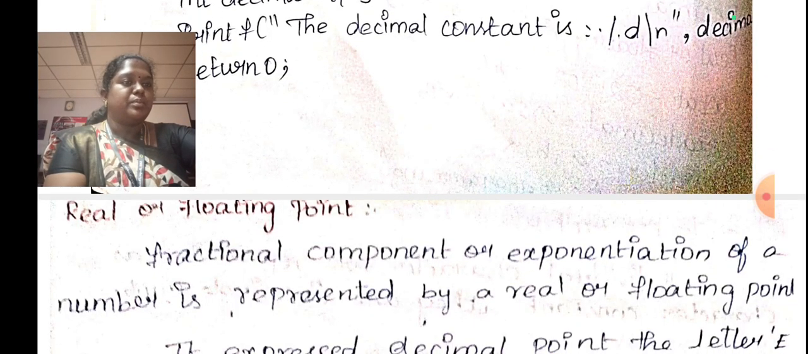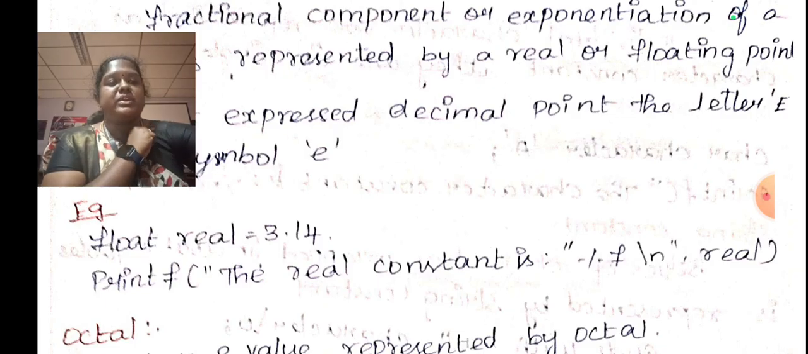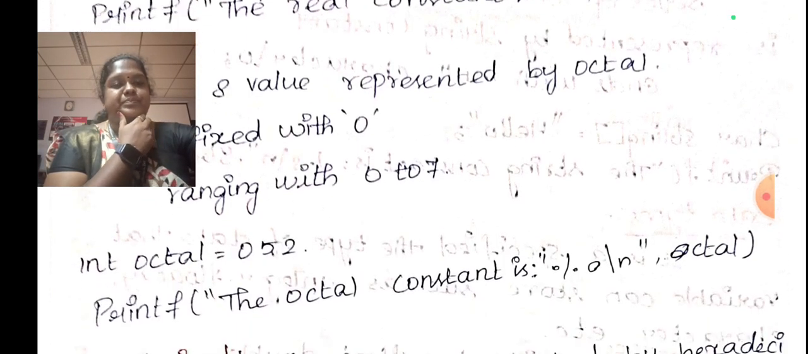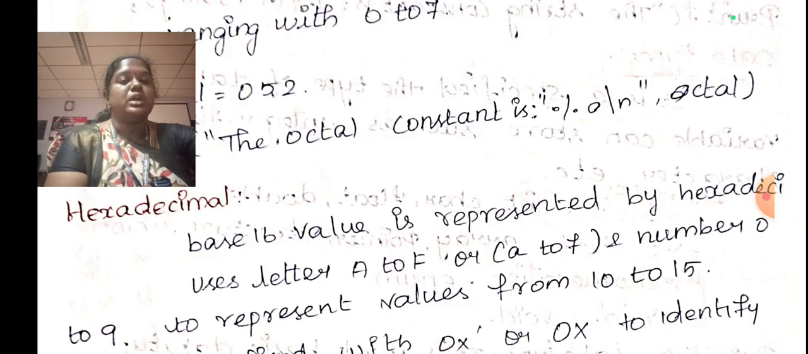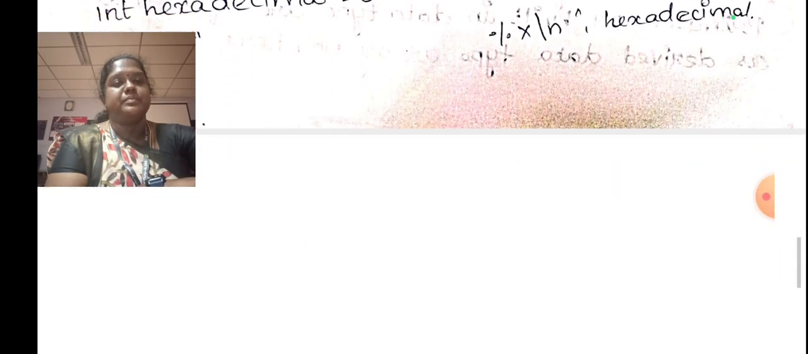Real or float: fractional components or exponentiation of a number is represented by real or floating point. It expresses a decimal point, the capital letter E or small e. float real = 3.14. Octal: the base 8 value represented by octal, prefixed with 0, ranging from 0 to 7. Hexadecimal: base 16 value is represented by hexadecimal. Use letters A to F or a to f and numbers 0 to 9 to represent values from 10 to 15, prefixed with 0x or 0X to identify hexadecimal.